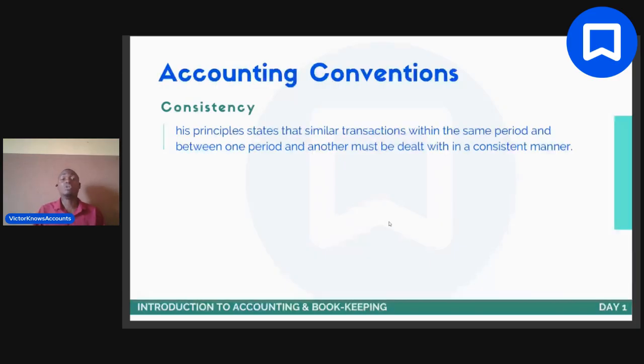So to aid comparability, you are to treat your transactions consistently with the same policy. The only reason you're allowed to change is when by changing it, your financial statement will be more accurate, or when there is a law to change. If not, you are supposed to treat financial transactions in a consistent manner.